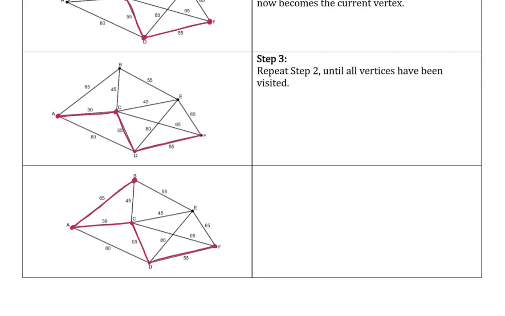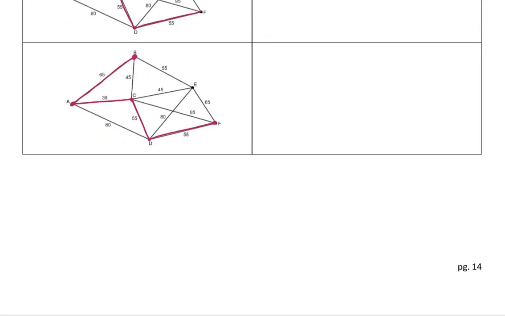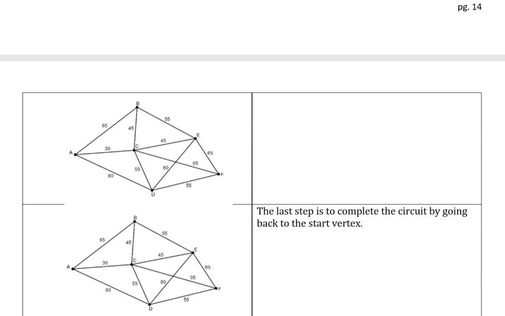So basically you're repeating all of this until all the vertices are visited, and then you go back to where you came from. So B down to D, up across to A. Now B is the current vertex. So again, you could go into C and then out again, but that doesn't make sense here because 55 is the nearest unvisited neighbor to B.